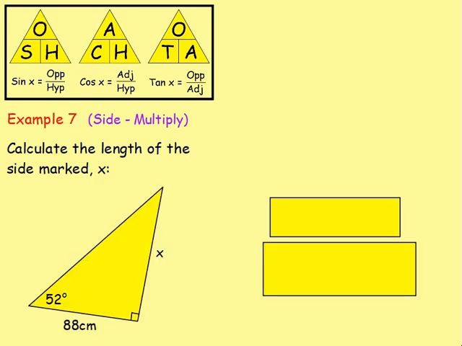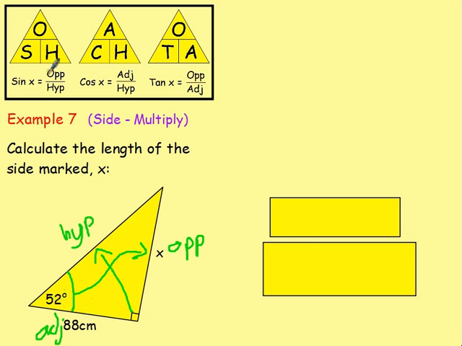Next one, example 7. Work out the length of the side marked X. How do we go about doing this one? What do we do to begin with? Good, we label our side. So across from the right angle, we have the hypotenuse, HYP. Across from the angle is always the opposite, so we can put OPP for opposite. And the side that we are left with is called the adjacent. Remember, adjacent just means next to. It's the one that's beside our angle.